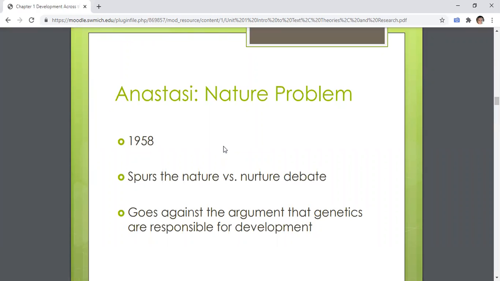Speaking of nature, the nature versus nurture controversy is a very big debate in all of development. It's really looking specifically at the question: what is more influential in development, genetics or environment? And we've decided there's not really one or the other, it's how much of which.